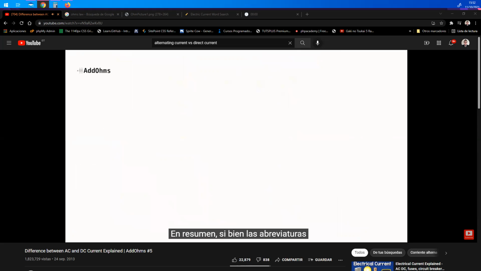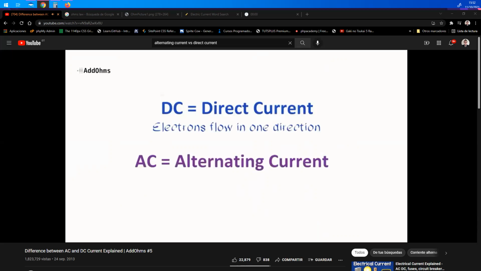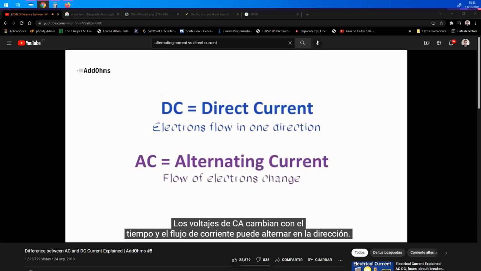In summary, while the abbreviations for AC and DC include the word current, they can be used to describe different types of voltage and current. DC voltages do not fluctuate, while DC current flows in one direction. AC voltages change over time, and the current flow can alternate direction.